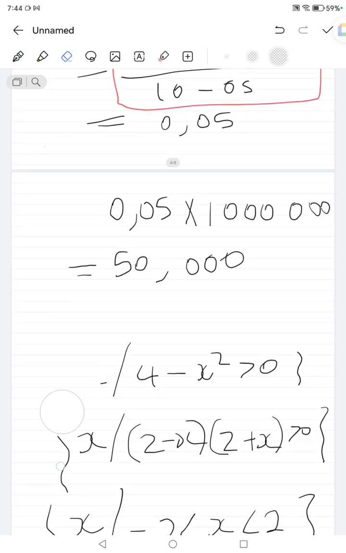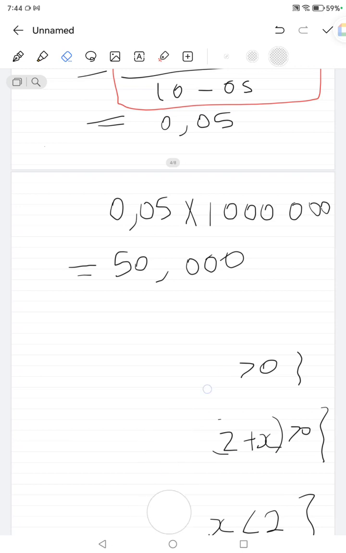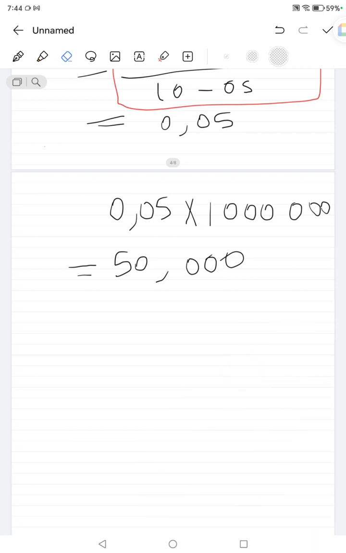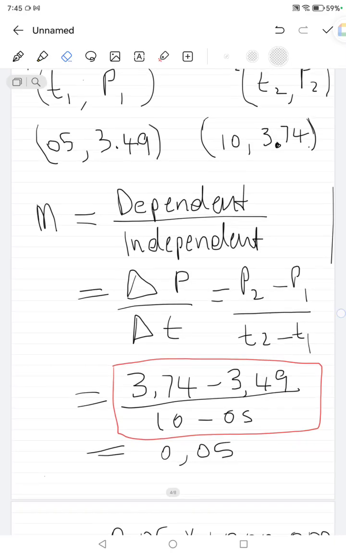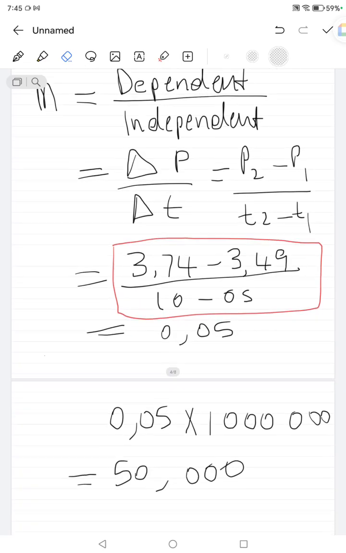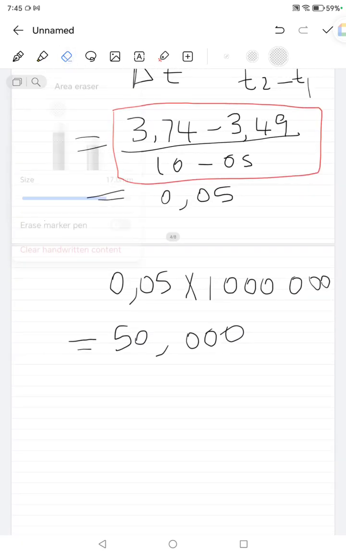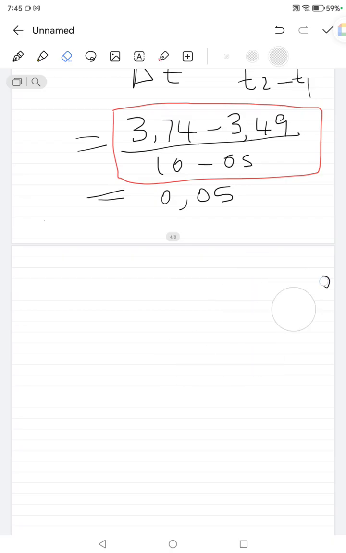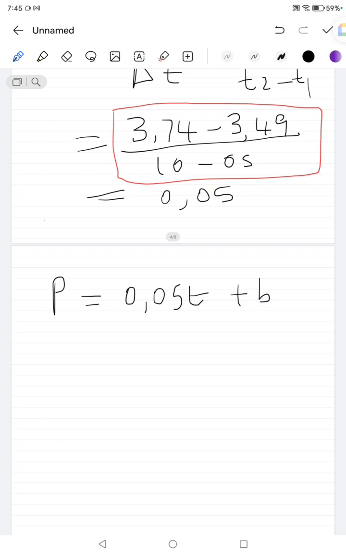Then let's continue with the question. Oh, we are not done yet. We've only found our m. Here I was just showing that it's increasing like this. So now our current function is P equals 0.05 t plus b. We're only interested in finding the b.